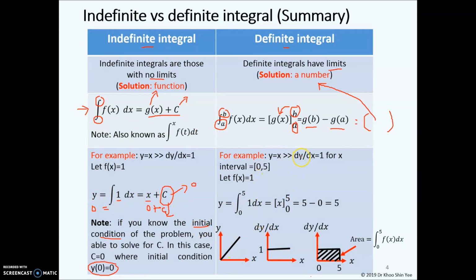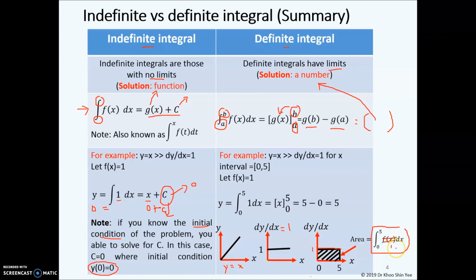On the other hand, for the definite integral, let's say I have a function y equals x here. If you take the differentiation dy over dx, you will get a constant 1. So if I ask you to find the area from 0 to 5 for this function, you will form an equation like this: integrate from 0 to 5 for the function f(x). In this case, your f(x) is equal to 1. We substitute this to be 1.